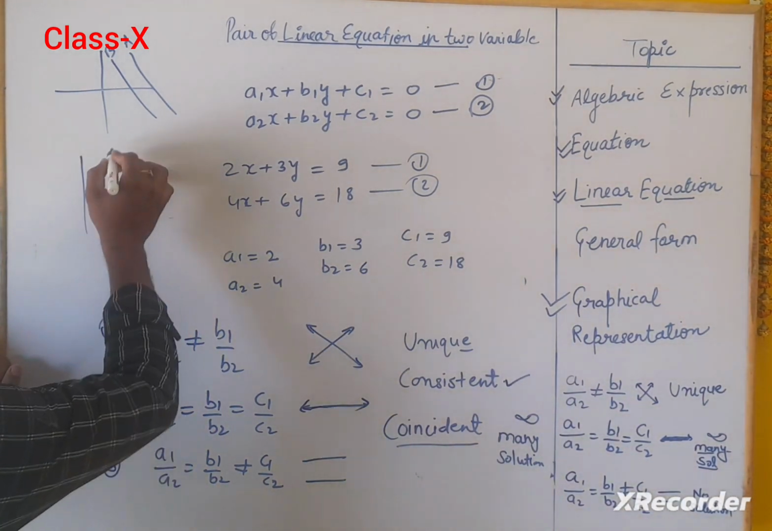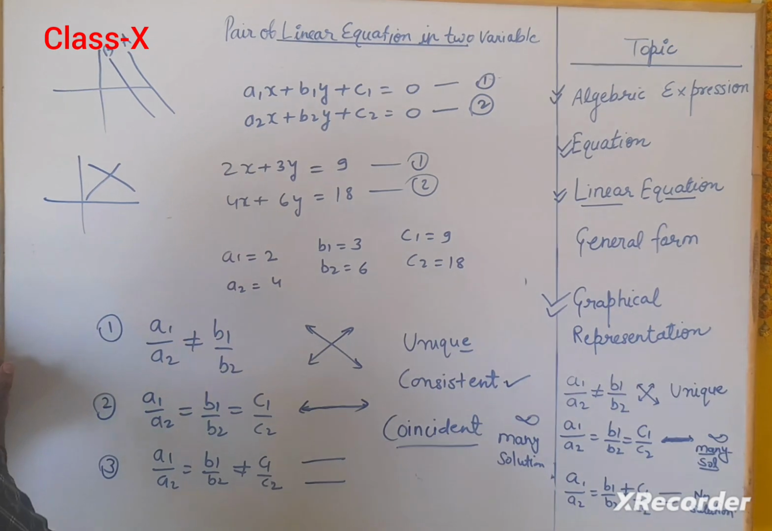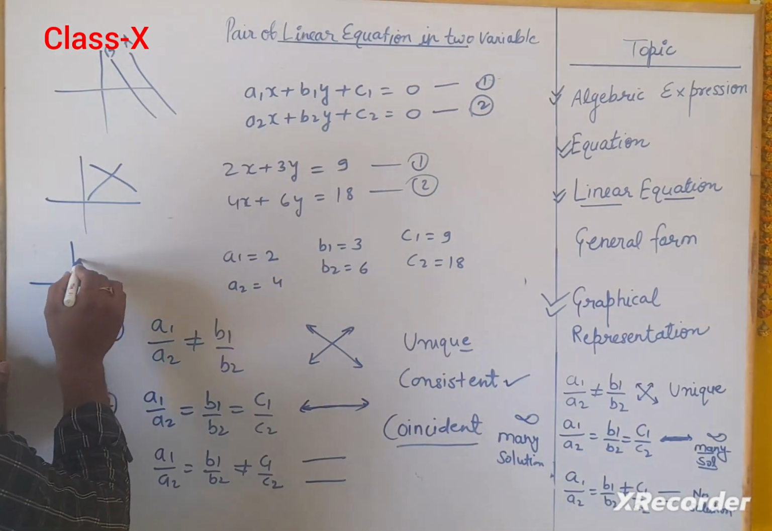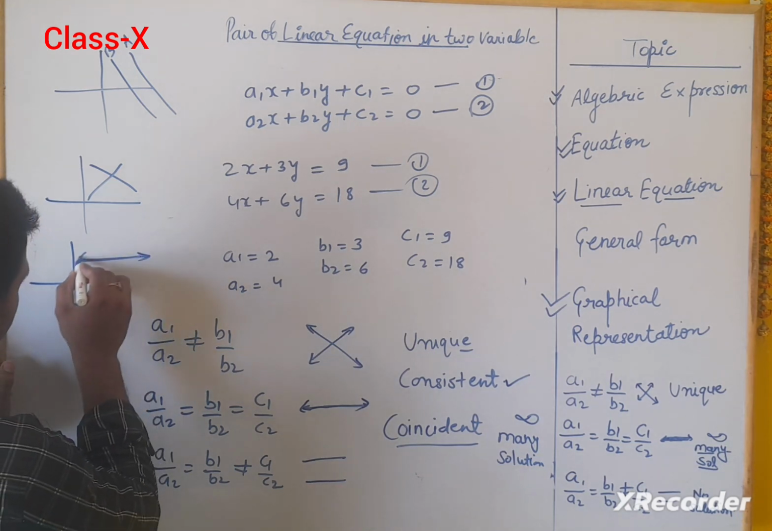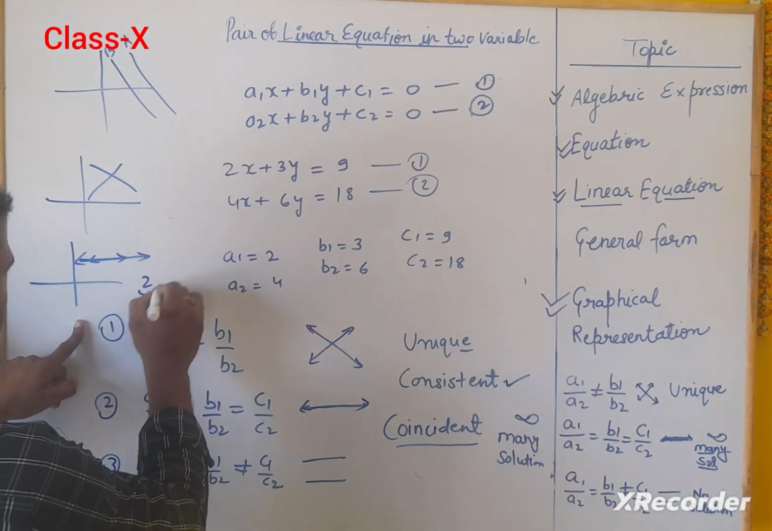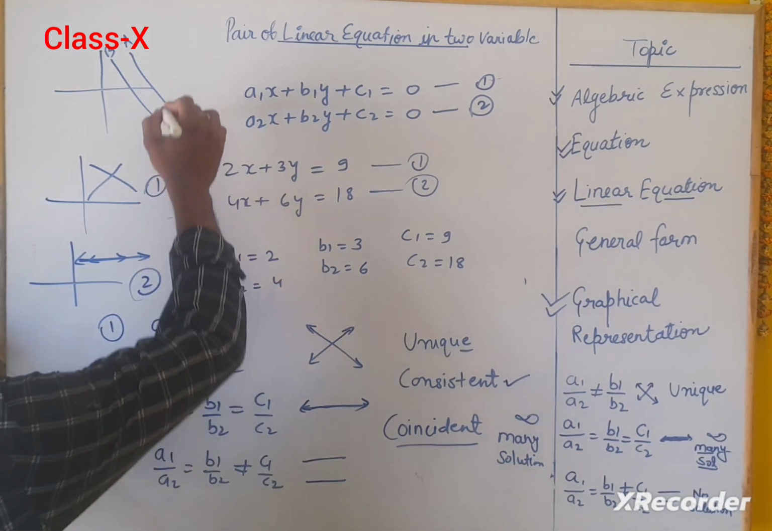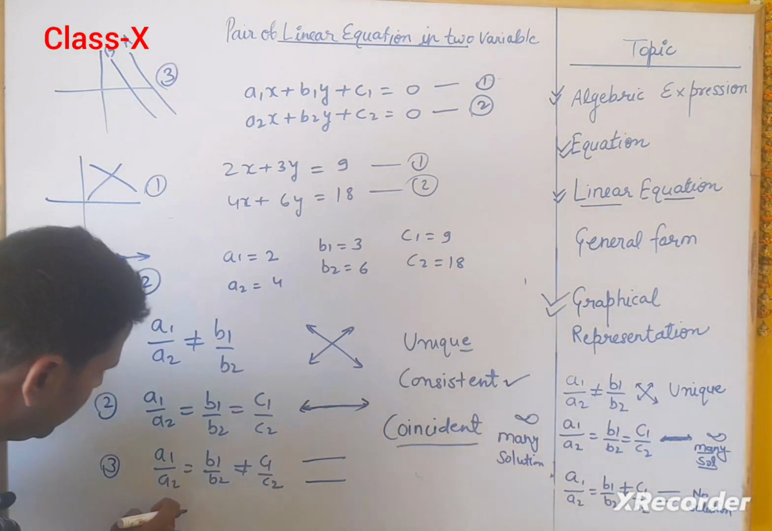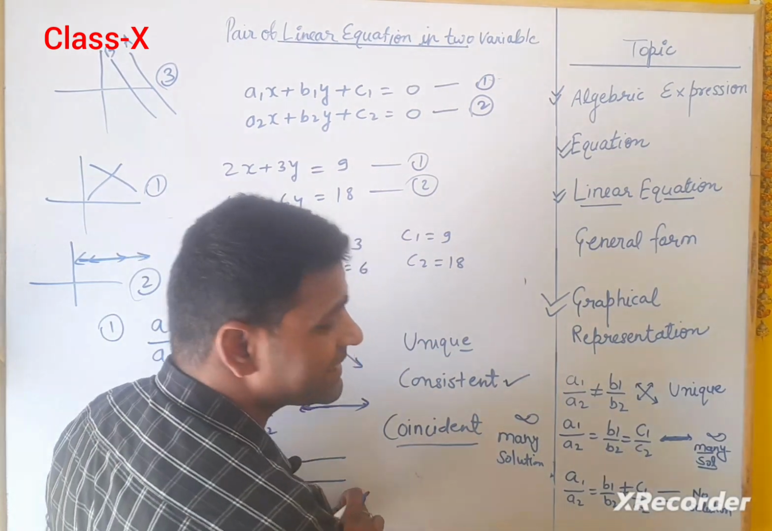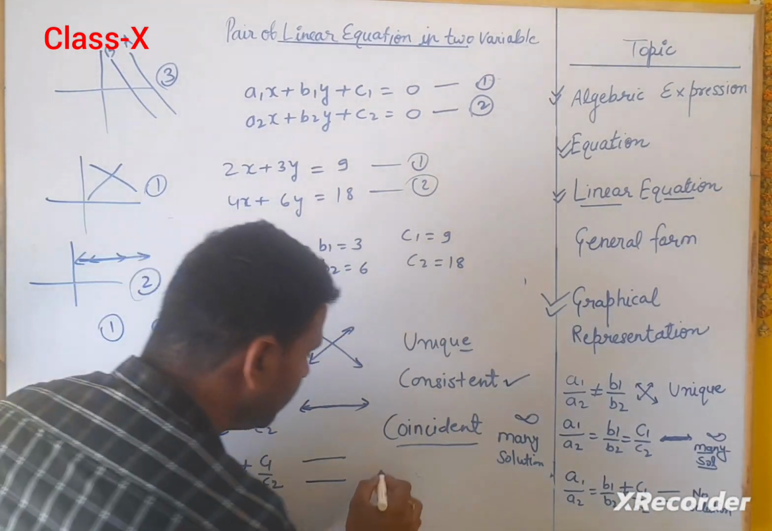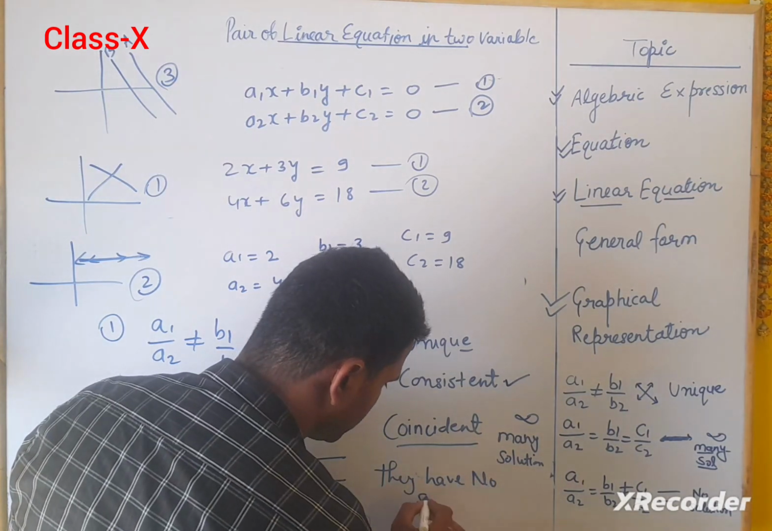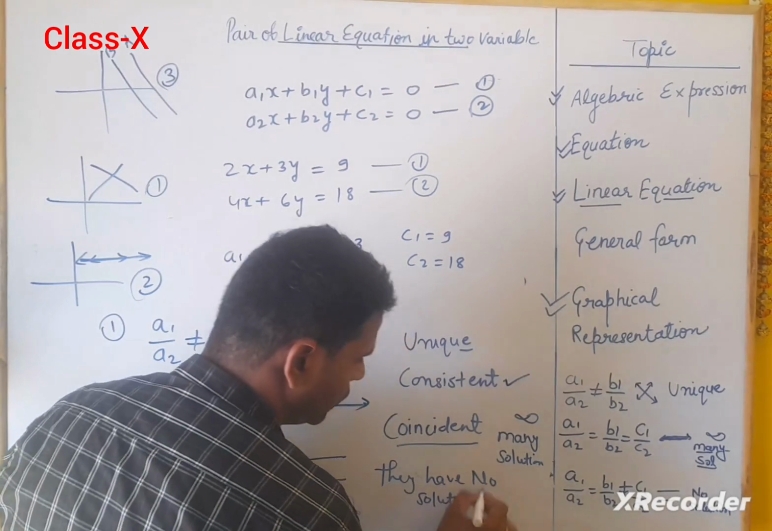So that is the condition for the third case. Condition 1, they can intersect. Condition 2, they coincide, meaning same on same line. Condition 3, a1 upon a2 is equal to b1 upon b2 is not equal to c1 upon c2, then these lines are parallel and they have no solution.